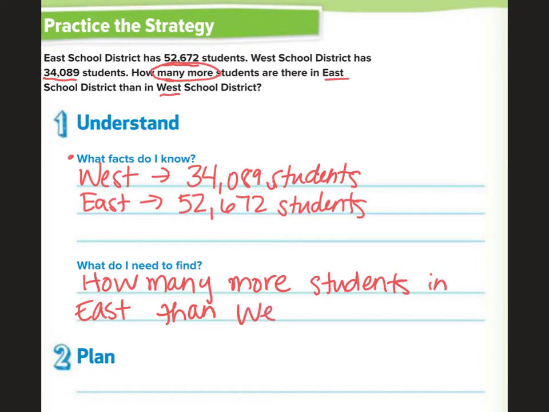I know that doesn't really make a whole lot of sense, but when you're practicing this, you're really not going to sit there and think a complete sentence, right? You just want to get the main idea down. So our plan is, when it says how many more, that means subtract. So our plan is we are going to subtract.